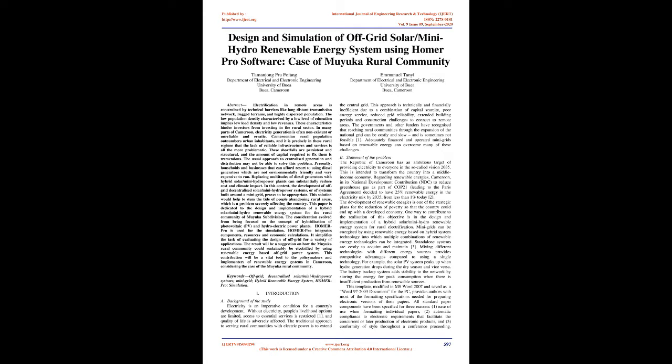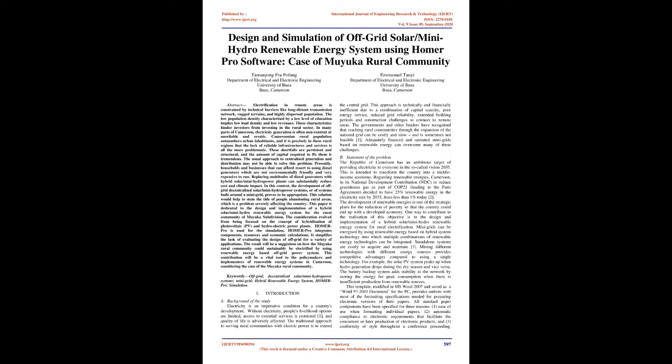The Cameroonian rural population outnumbers urban inhabitants, and it is precisely in these rural regions that the lack of reliable infrastructures and services is all the more problematic. These shortfalls are persistent and structural, and the amount of capital required to fix them is tremendous. The usual approach to centralized generation and distribution may not be able to solve this problem.